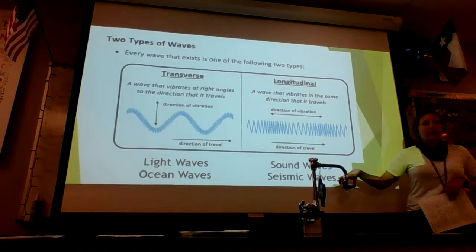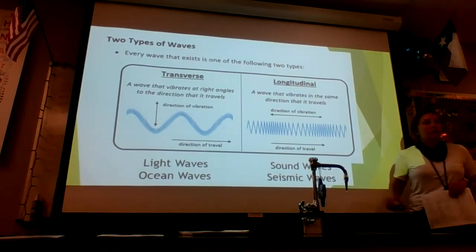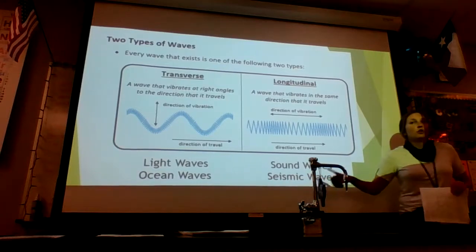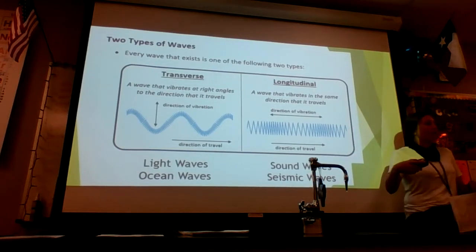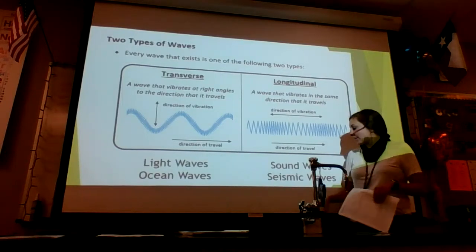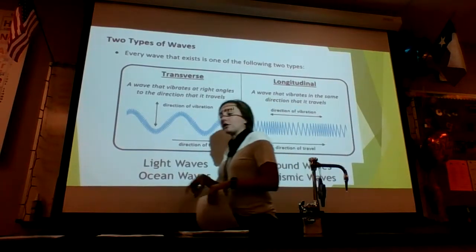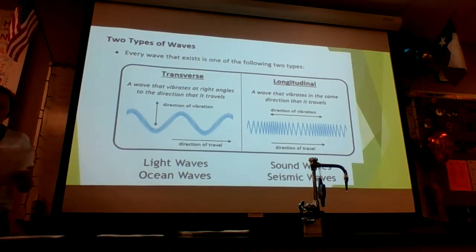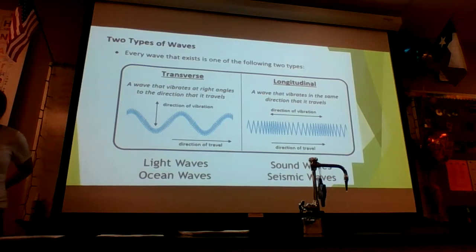Does anybody know what seismic waves are? Nope. What is that? That S word is kind of used with certain phenomenon that happens on Earth sometimes. The ground shakes. Earthquakes, yes. Okay? Seismic waves cause earthquakes. And those are longitudinal waves. Is everybody good here? Alright, so that's our 2 types.